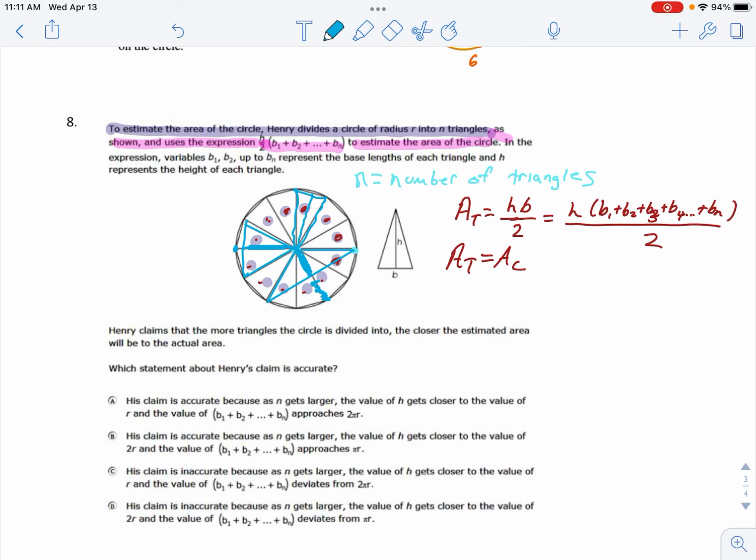The more triangles I get, the closer the height gets to the radius. So his claim is accurate because as n gets larger, the value of h gets closer to the value of r, and all the bases will add up to approximately 2 pi r, or the circumference. And that's that.